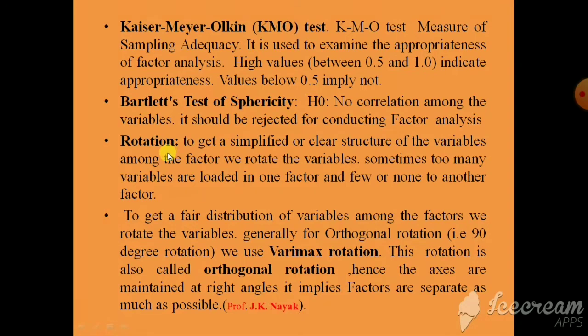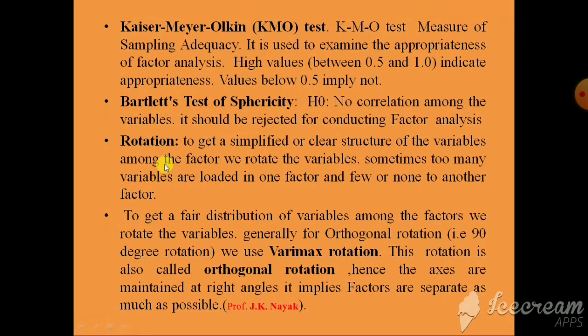Now rotation. To get a simplified or clear structure of the variables among the factors, we rotate the variables. Sometimes we see that the maximum number of variables consist of one factor. One factor consists of the maximum number of variables, and the others have only 1 or 2, something like this. So we have to rotate that.